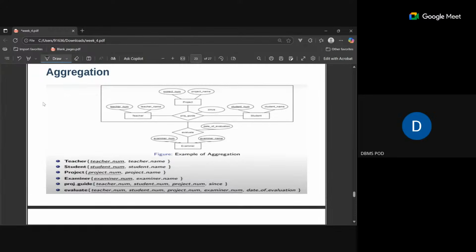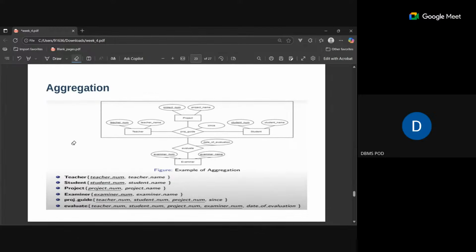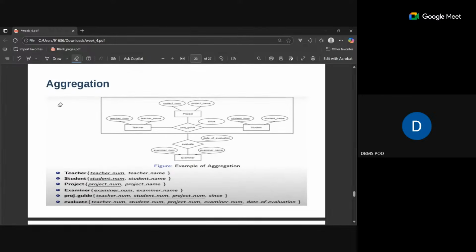Then comes a topic called aggregation, where we consider a bunch of tables and relationships together as a single relationship. So that is what we call aggregation. Here we are consolidating all the relationships so that we could make new relationships with others, right?